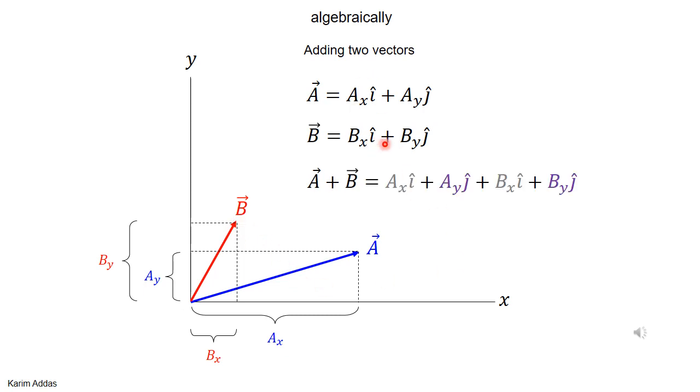Algebraically, you just put all the components and then you combine the ax and bx in the i direction and the ay and the by in the j direction. Means you get something like this. So you have ax plus bx in the i plus ay plus by in the j. And so that gives you the sum of the two vectors. So you add the x components and you add the y components together separately.